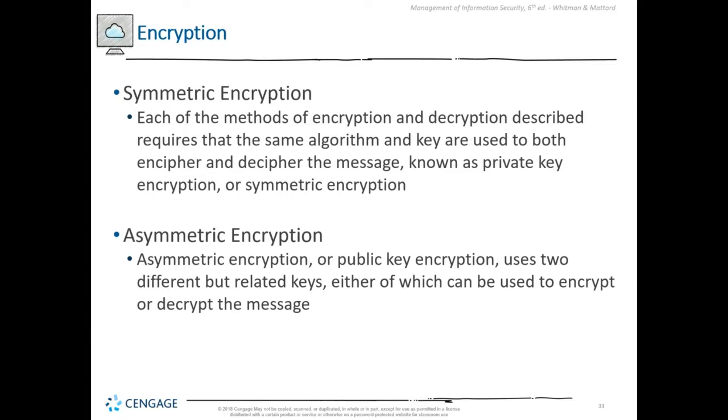Asymmetric encryption, or public key encryption, uses two different keys. They are related. You have a private and a public key. So, for example, if you were sending me a message, you would use my public key to encrypt the message, send me the message, and then I could use my private key to decrypt and read the message.